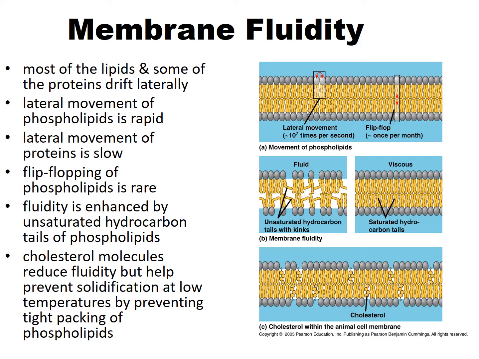In these isoprene fatty acid chains, if there are double bonds, those are said to be unsaturated. That means they're not completely filled with hydrogen. And notice the spaces there, it's more fluid. Versus chains that have no double bonds, they're said to be saturated here.